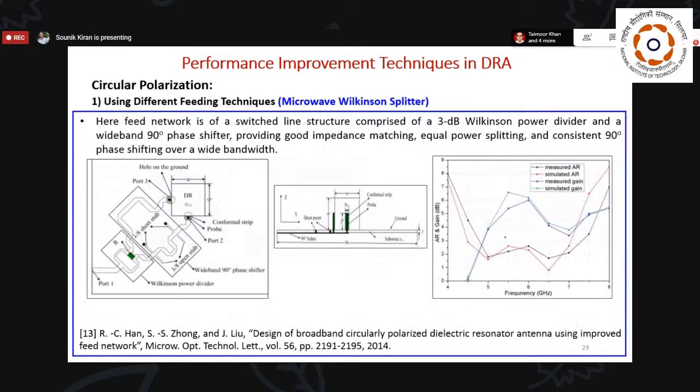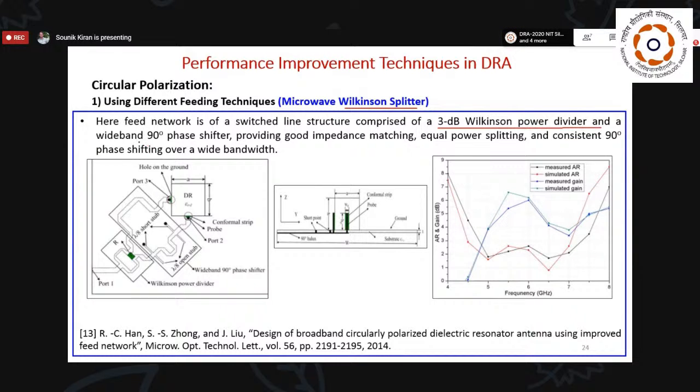And this is a micro Wilkinson splitter. This technique also we need to look into, when we need to have a lot of idea about circuit design and all these things. We need to look at not only the DRA idea. We need to look into the phase shifter, designing of the phase shifter and power divider. Once we have an idea about the phase shifter or power divider, this work is not much away from your wish. Here they have designed the 3 dB Wilkinson power divider.